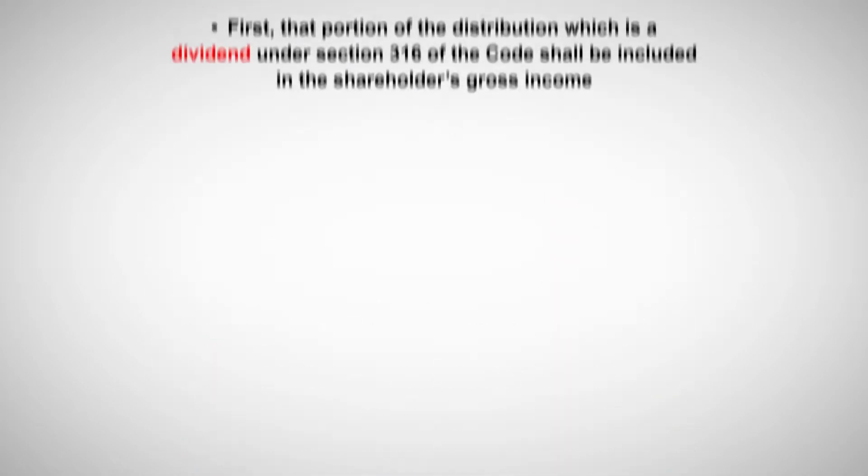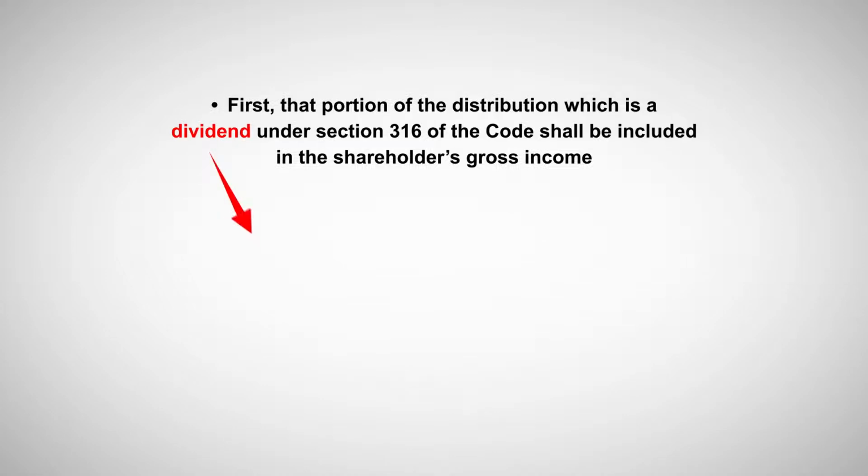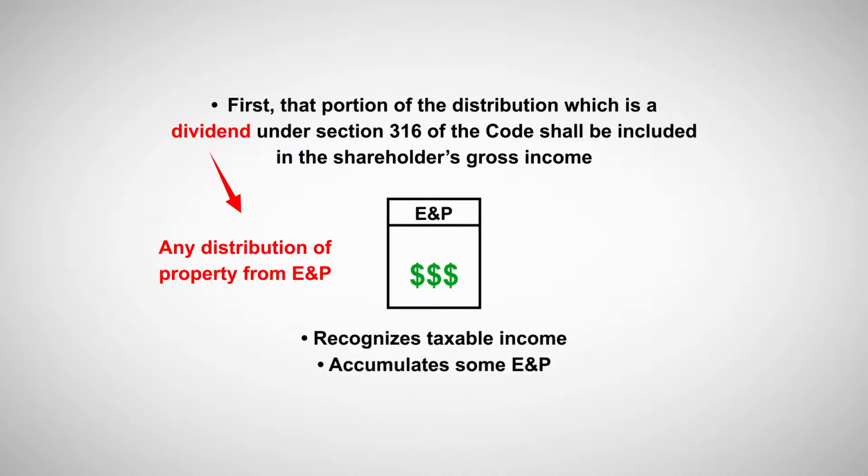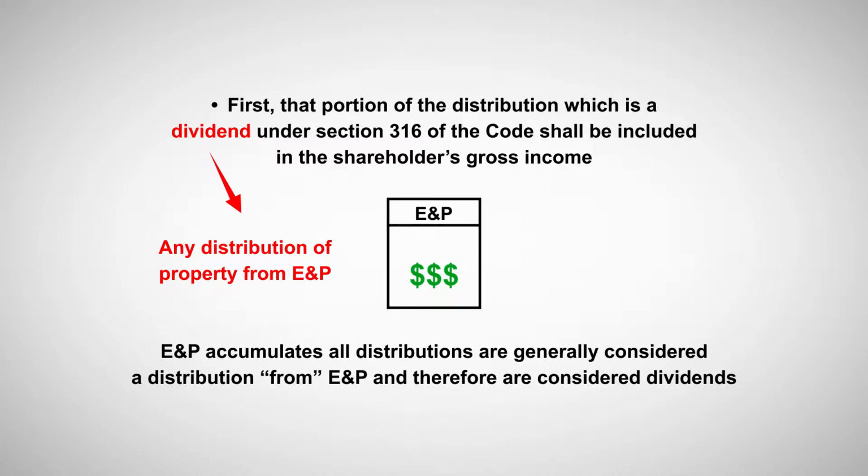For purposes of the first step of these ordering rules, a dividend is any distribution of property from earnings and profits. A corporation with no earnings and profits cannot, therefore, pay a dividend. It is only after the corporation recognizes taxable income and accumulates some earnings and profits that a dividend becomes possible. Once earnings and profits accumulate, all distributions are generally considered distributions from earnings and profits and therefore are considered dividends.